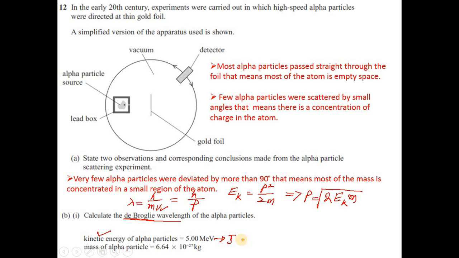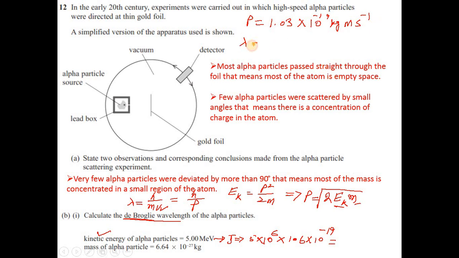You just multiply 5 million, that means 5 times 10 to the power 6, this is mega, by 1.6 times 10 to the power minus 19. If you multiply these terms, you have the energy in joules. Once you have energy in joules, you substitute Ek and the mass of the alpha particle to figure out momentum p. Once you do that, momentum p is equal to 1.03 times 10 to the power minus 19 kg meter second minus 1. This is your momentum.